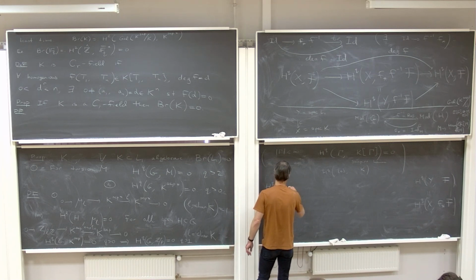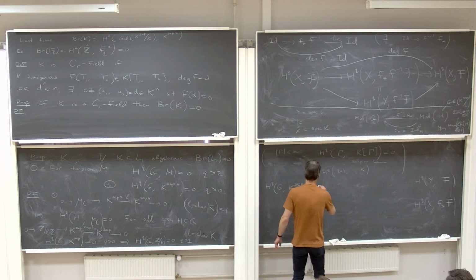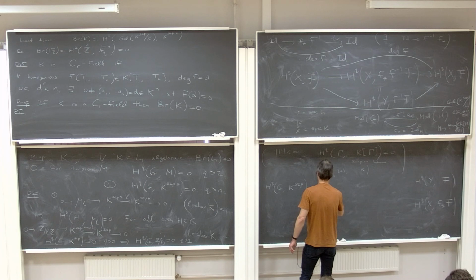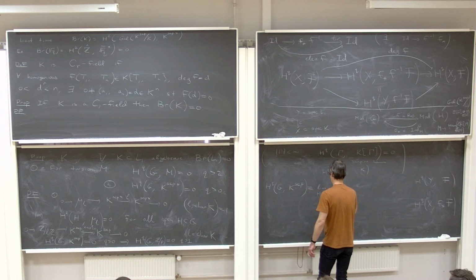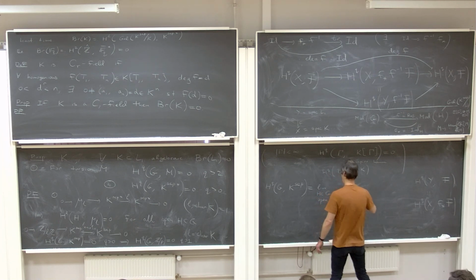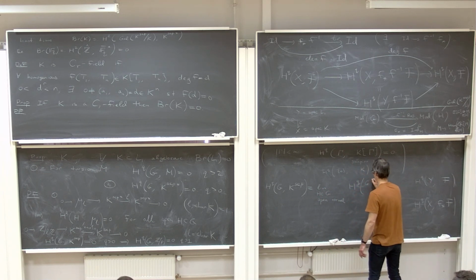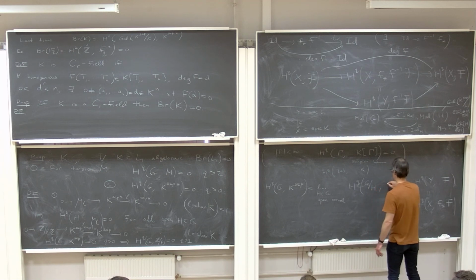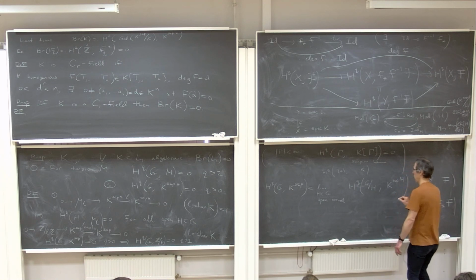The cohomology of G with coefficients in K sep — what is this? It's the limit over all open normal subgroups H in G of the cohomology of G mod H with coefficients in K sep H.